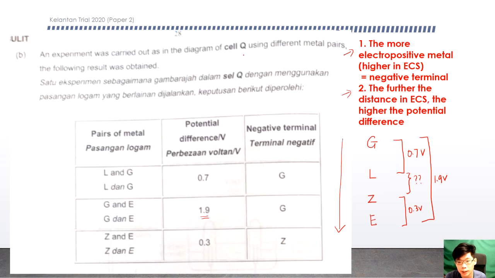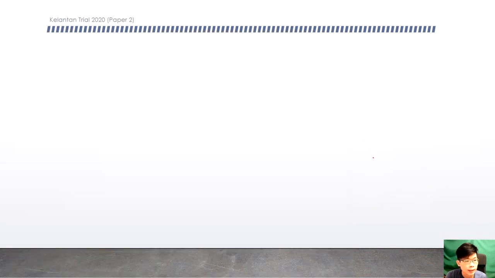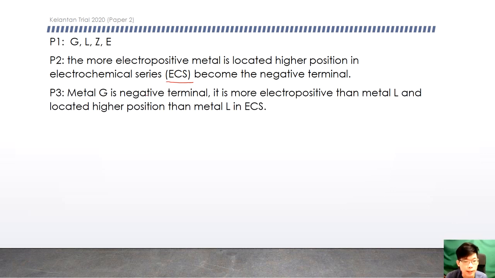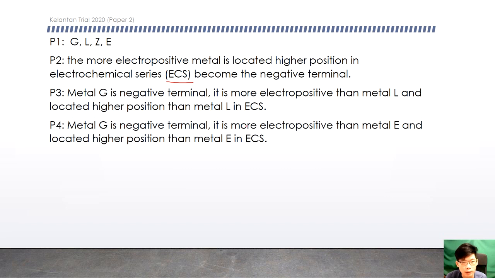GLZE. So point number 1. Okay, there are 6 marks here, so you have to explain how you build it. Actually, how we build it will be using this. You can mention the more electropositive metal is located higher position in the electrochemical series and becomes the negative terminal. We put in the bracket ECS, so later in your explanation you can use the ECS. Point number 3. Metal G is a negative terminal, so it is more electropositive than metal L, and it is located higher position than metal L in the ECS. Point number 4, metal G is a negative terminal, more electropositive than metal E, and located higher position than metal E in the ECS.